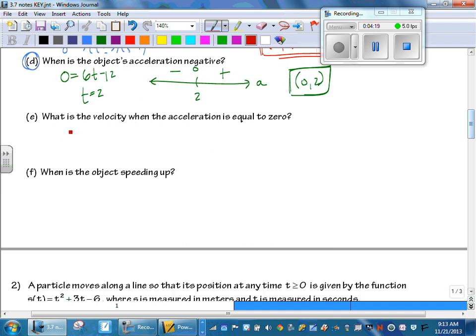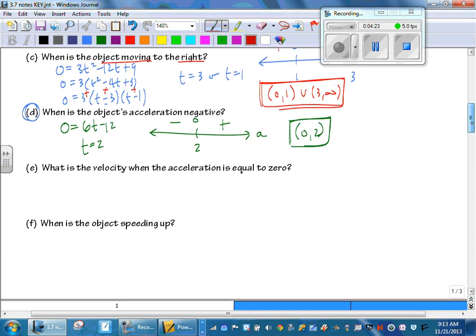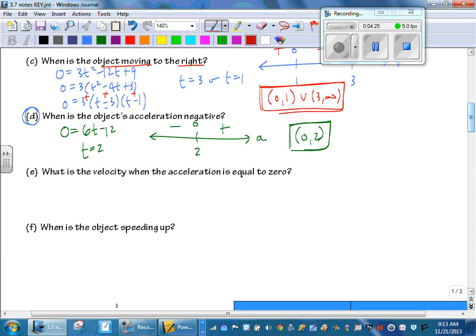So for part E, what is the velocity when the acceleration is equal to 0? Well, in order to find velocity, we need to have a time to plug into that equation. Remember, our velocity equation, v of t, is 3t squared minus 12t plus 9. Well, we want to do it when the acceleration is 0. We figured that out in the last problem. Acceleration is 0 when t is 2. So all we're trying to do is figure out velocity when t is 2. So we're plugging 2 into our equation.